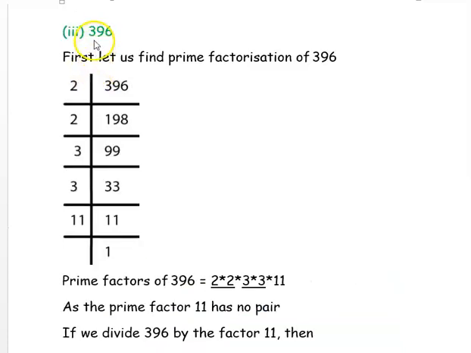The next number given is 396. So we'll find the prime factorization for 396. I'm dividing it by 2. I'll get 198. Further I'm dividing it by 2.